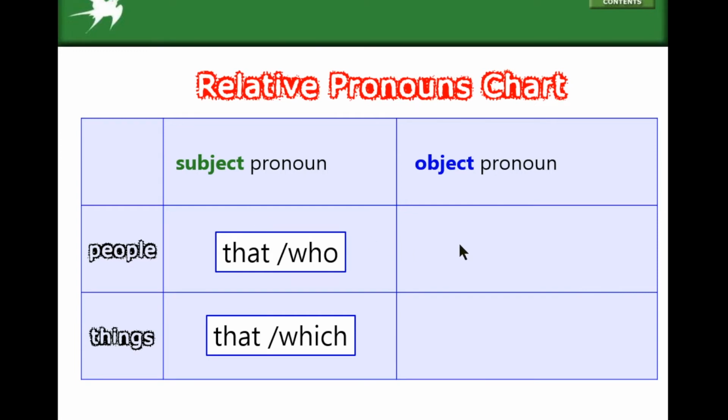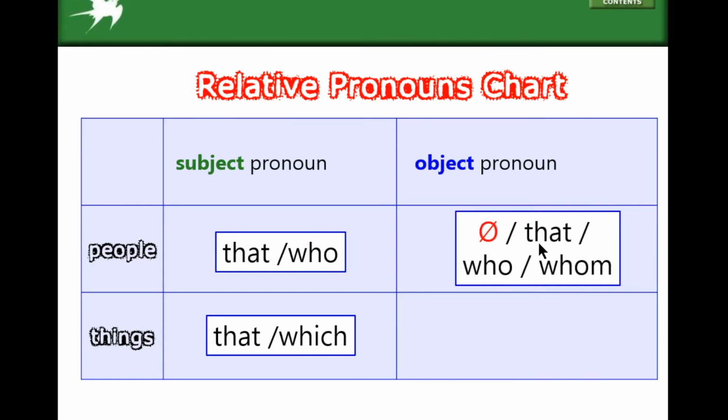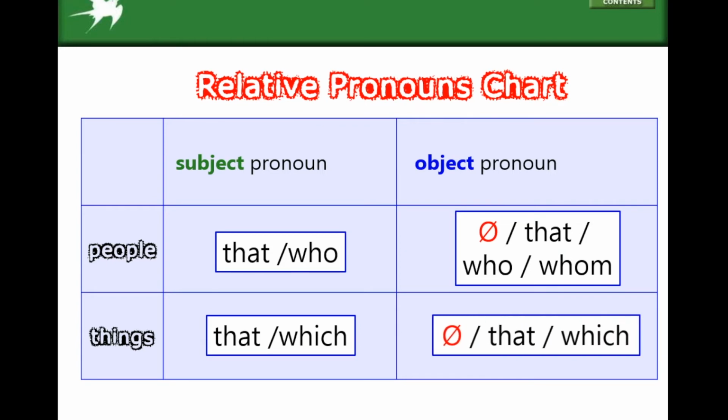On the other hand, when you use an object pronoun, in addition to that and who, you can also use whom for people. But remember, whom is generally used in very formal writing. Or you can omit, you can drop the object pronouns, which is usually the case in everyday spoken English.